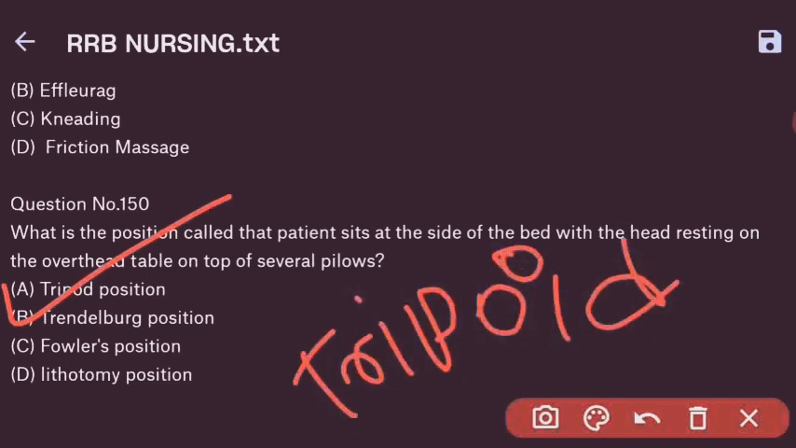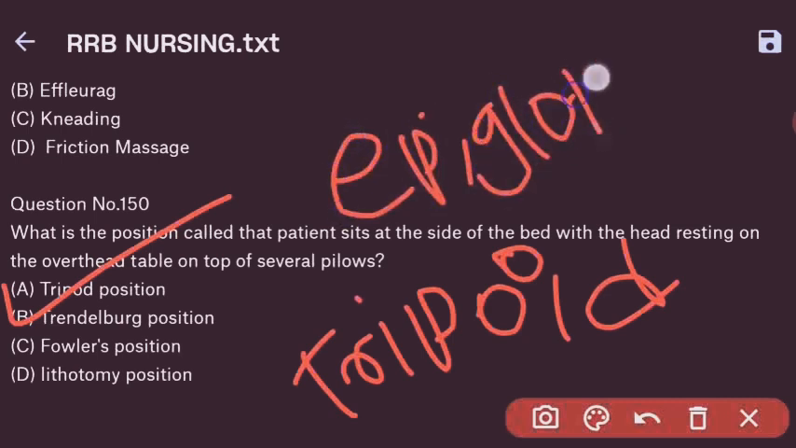Usually a patient takes this position in epiglottitis, and a patient having polio.